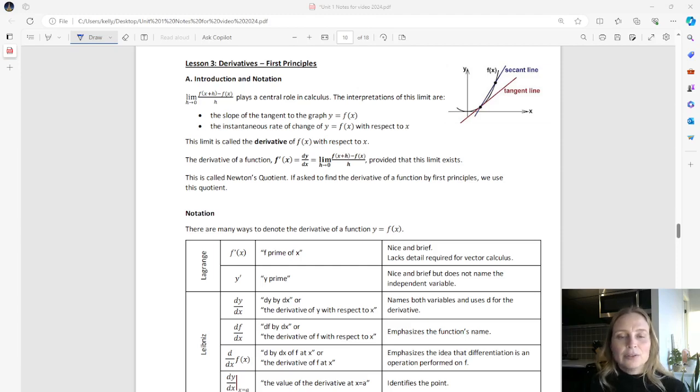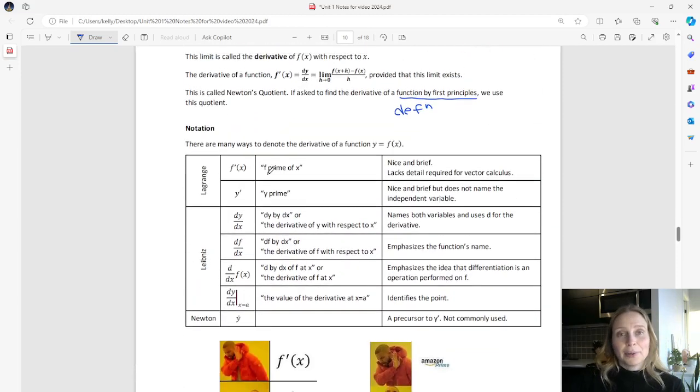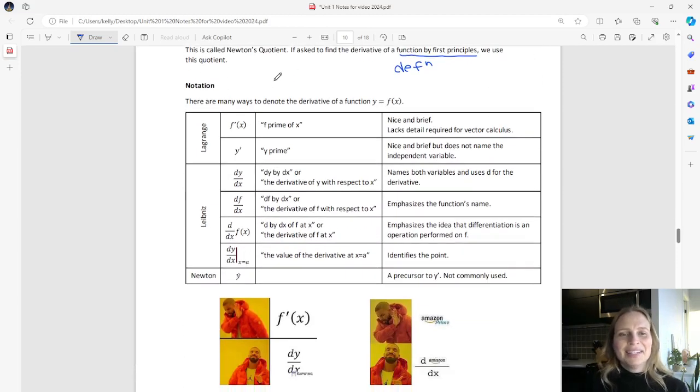This is called Newton's quotient, and if you're asked to find the derivative of a function by first principles, also sometimes if you're asked to find the derivative by its definition, this is what we use. So the derivative is so popular that there are many different notations. I think you can also look up stories of feuds between the different people who have been credited with coming up with this mathematical concept.